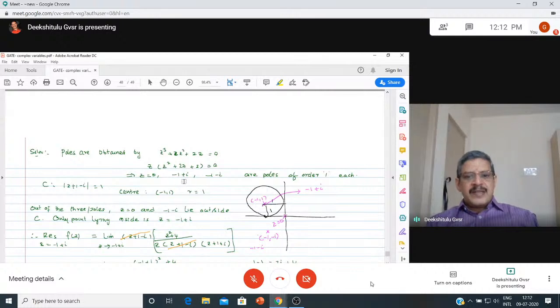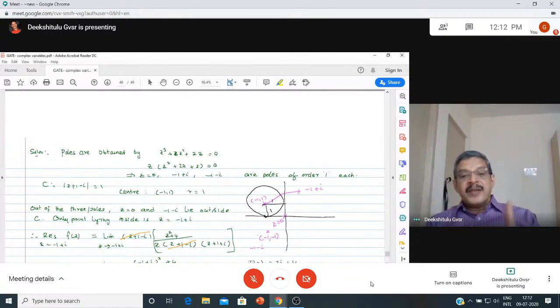This third point is minus 1 plus I. This is the center of the circle. So out of the three poles, Z is equal to 0 and minus 1 minus I are outside the region. We need not care about them. The only point lying inside is minus 1, 1, that is minus 1 plus I.